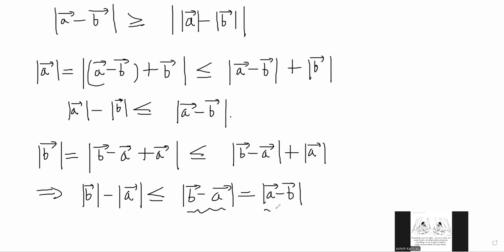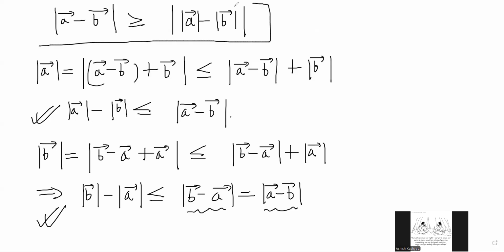Mod of B minus A is same as mod of A minus B because you can take a minus 1 common here. So we have proved this result and this result, and both of them together can be represented with a modulus sign because we don't know which one is bigger. This is bigger or this is bigger, mod A or mod B. So depending on that, we can say that mod of A minus B is greater than equal to the positive difference of the two mods, right?